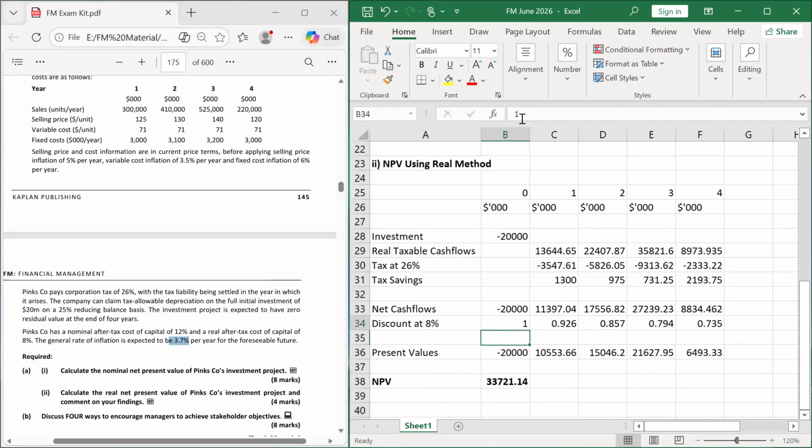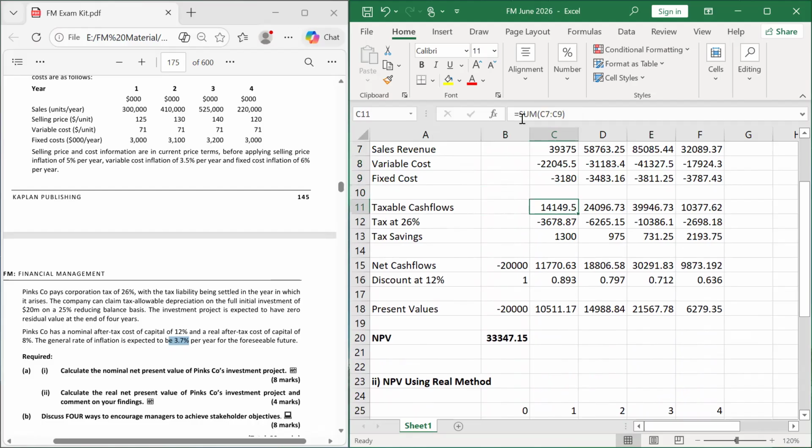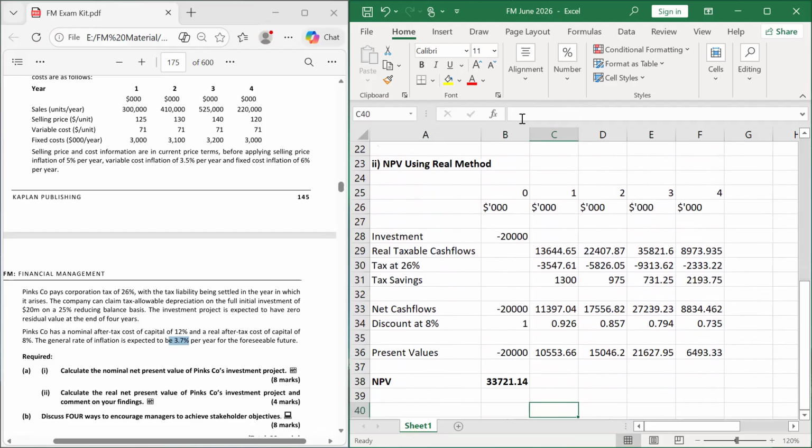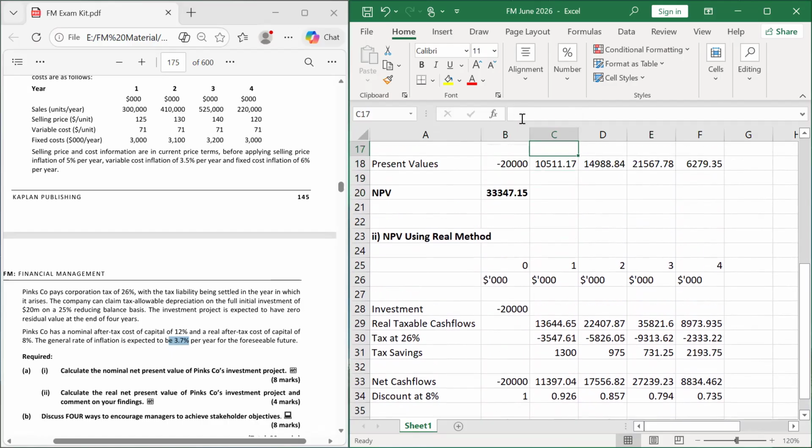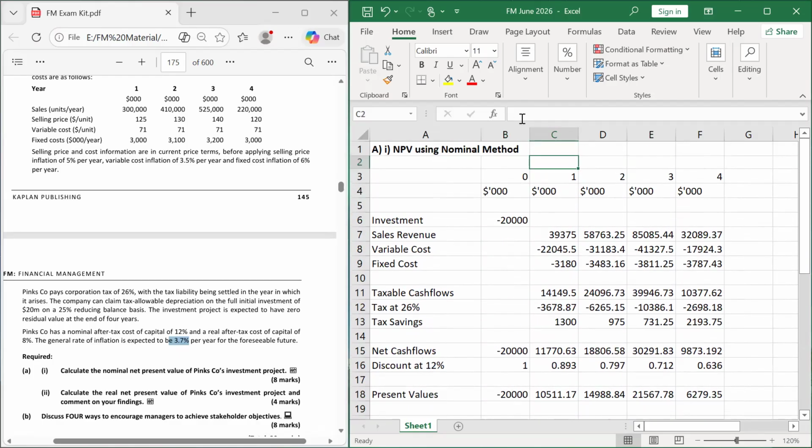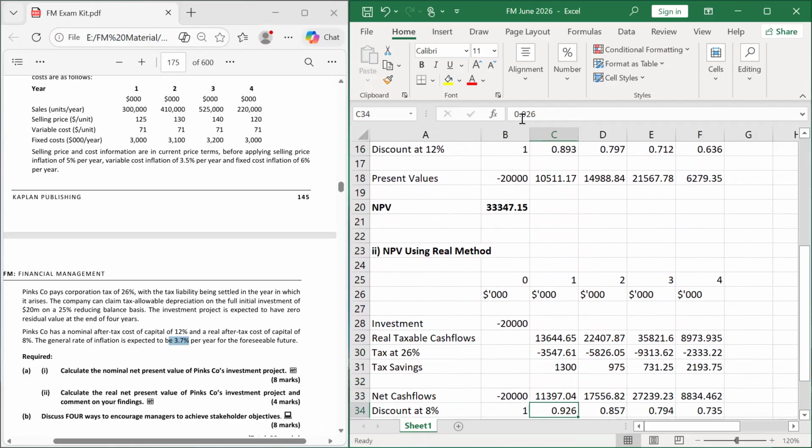Here the difference is because the tax payments were different. In this situation the tax payment was slightly different, and the tax savings remain the same. So the difference is basically due to just this change in the figures and due to the discount factor. Because of that a slight difference arises. But anyway, you don't need to get confused in that. So that is it: NPV using the nominal method and NPV using the real method.